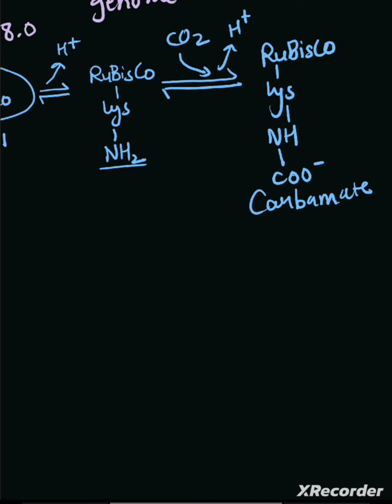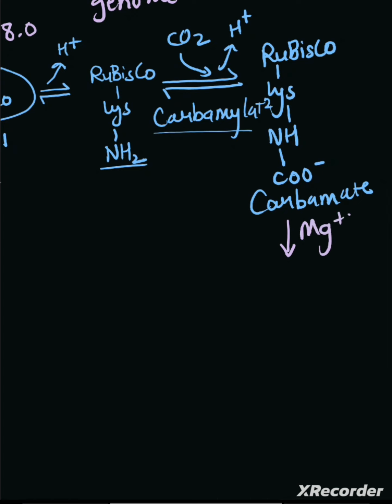This carbamate is formed by this whole step, which is called carbamylation. Now you might ask me, is it active now? No, it's not yet active. It requires another factor, magnesium, which is added. Once you add magnesium to this, it becomes active, but at the same time it also requires light for its activity.